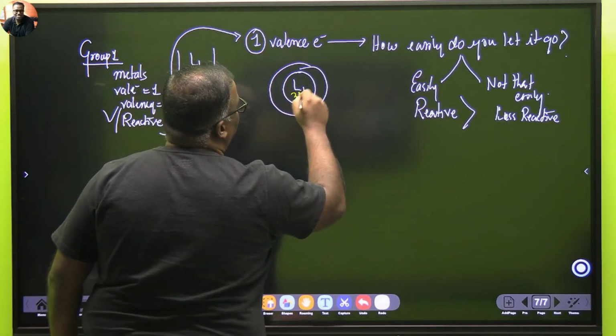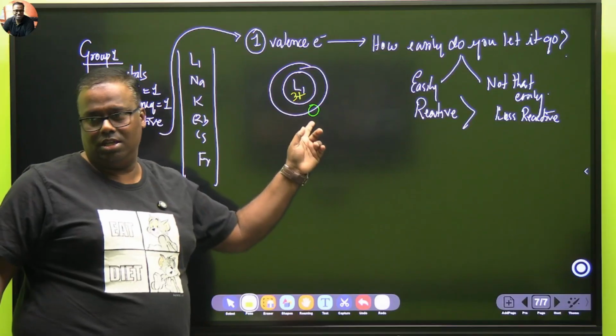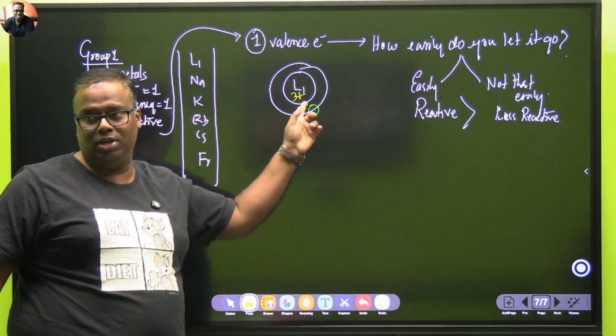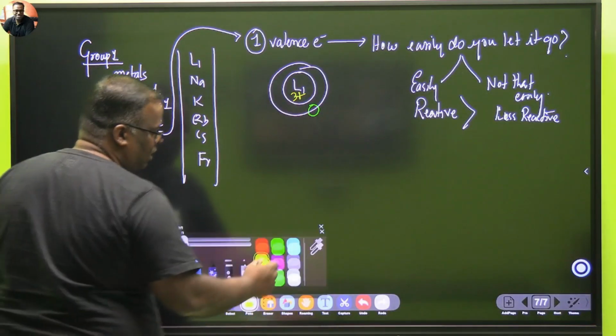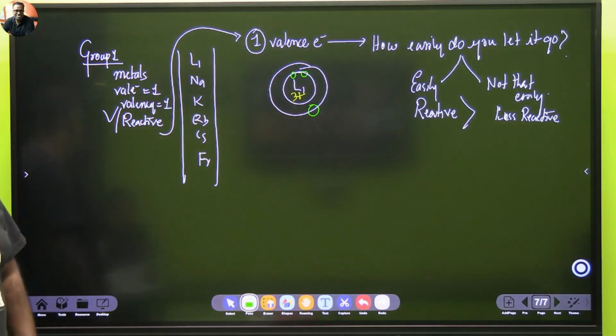3 protons. Correct. 3 plus. And I'm not drawing the 2 out here. There are 2 electrons in the first shell also. Let me draw it once. But these are not our interest. There are 2 electrons. This is lithium.